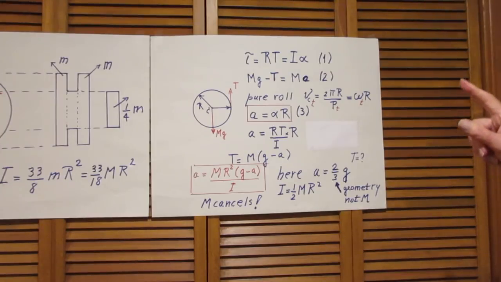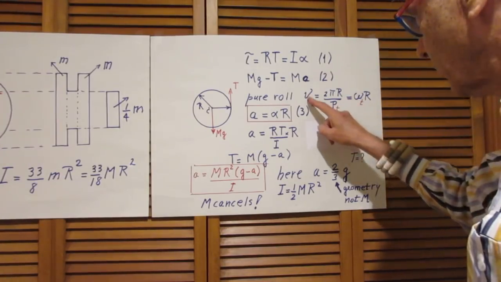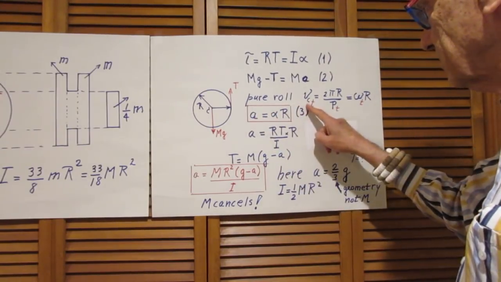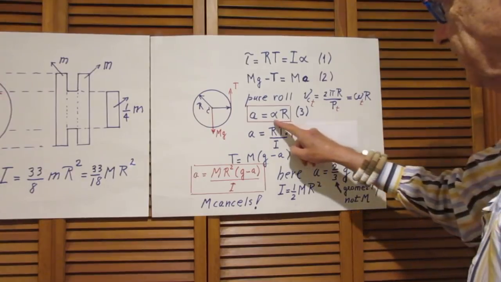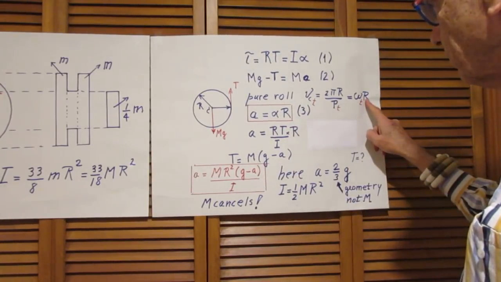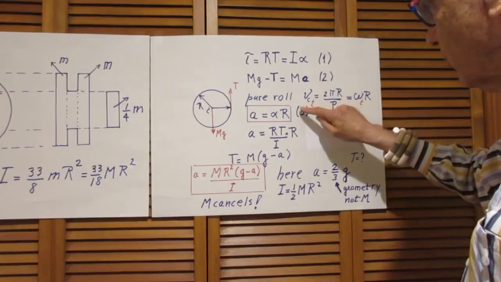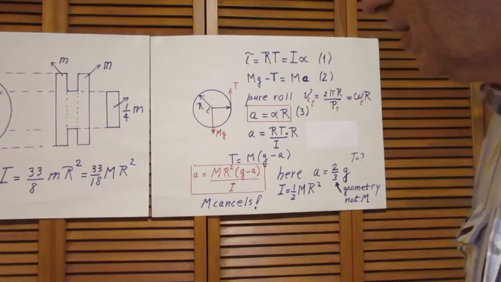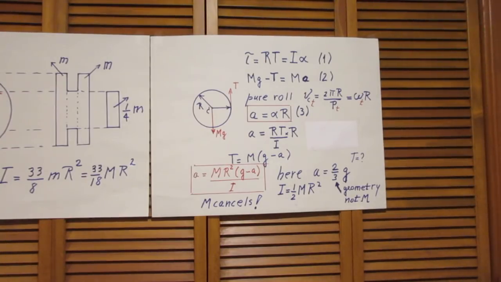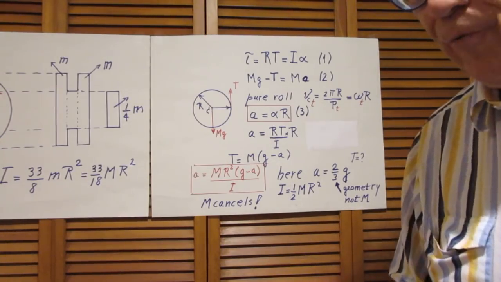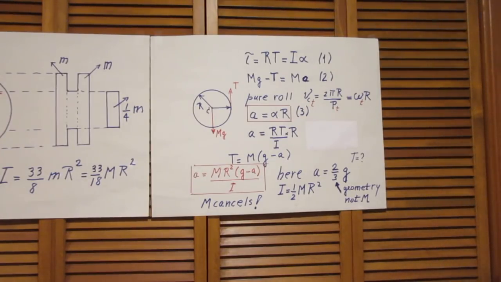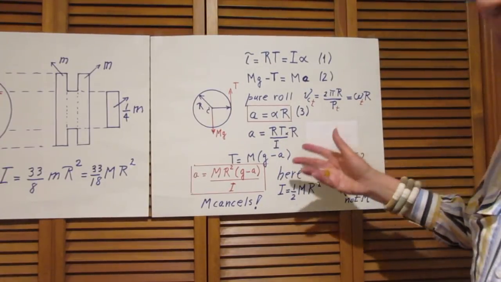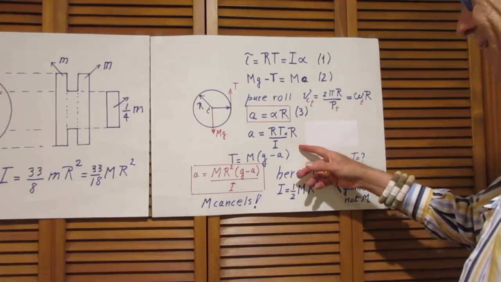Now, if we take the derivative of this, we get that the acceleration of the center of mass equals d omega dt, which is alpha, times r. Now we have 1, 2, 3 equations, and we can solve for everything. We can solve for A, we can solve for T. A equals alpha r. So I'll help you a little bit with the solution.